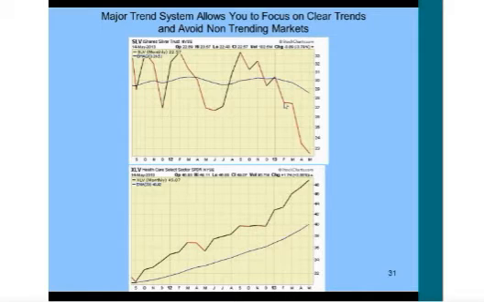It's clearly in a downtrend, but if you pull up the major trend system and you look at this 1-month price in relation to the 20-month EMA, you can see right away, why even bother trying to trade the silver market with this kind of volatility when you could trade the healthcare sector instead with a very clear trend. So that's one of the advantages of pulling up the major trend system. You can see right away which markets are trending and which markets are not trending.